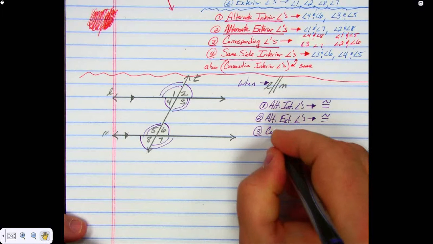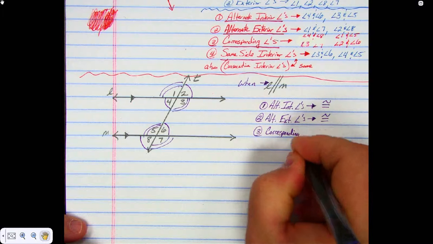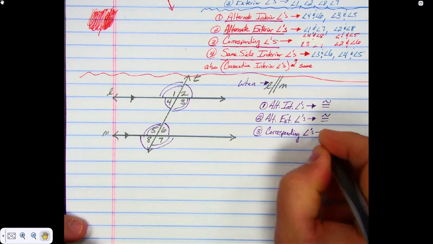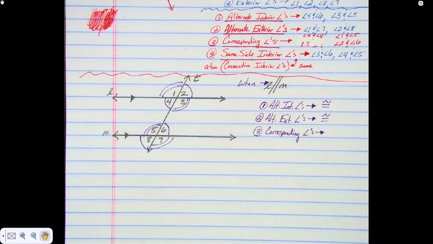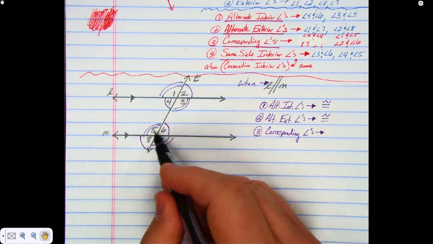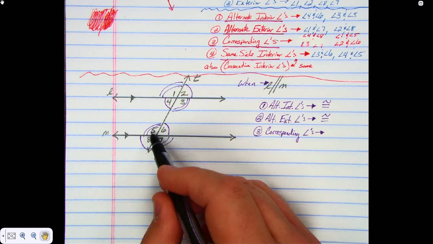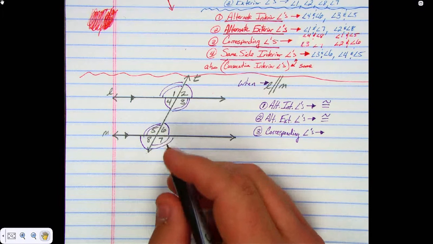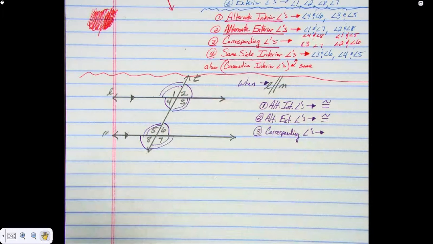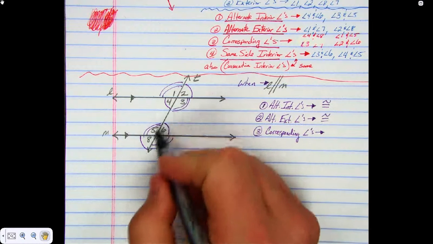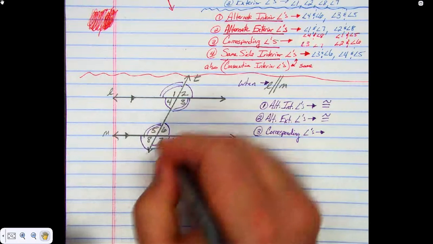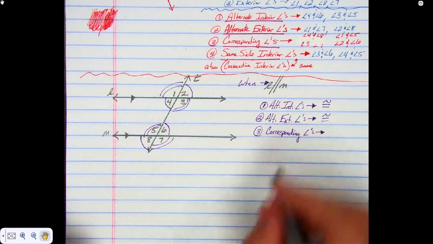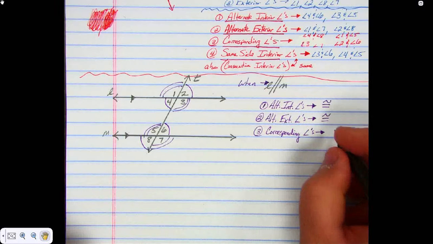Next thing, corresponding angles. Look at angle 1 and angle 5. What do they look like they should be? Same side. Okay. How do you think 1 relates to 5? They're on the same side. But what have we been talking about? Congruent. Do you think 1 is congruent to 5? Yes. What about 2 and 6? Yes. 3 and 7. Yes. 4 and 8. Yes. So when the lines are parallel, what do you think about the corresponding angles? They are what?